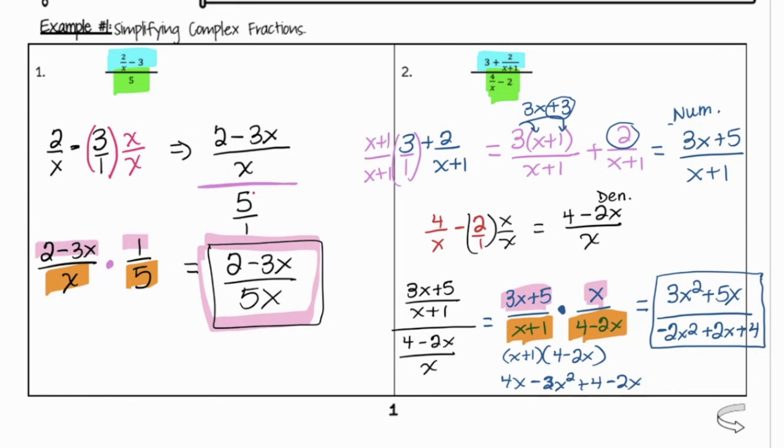So when you are asked to simplify these more complex types of expressions, what you're going to do is look at your numerator and your denominator as individuals. You want to combine and find the common denominator for either the numerator or denominator. Make it as simple as possible and then do the keep, change, flip method.